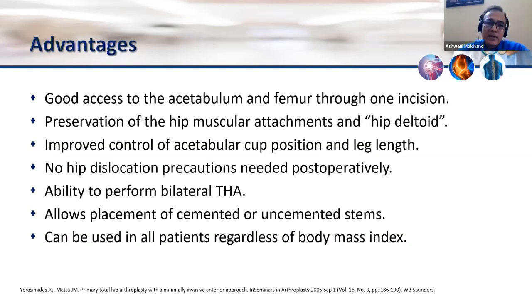The advantages, as we have already discussed: no muscle damage, and especially the hip abductor, that is gluteus medius, is preserved. We know most of us are using the posterior approach. We know that we put lots of stress and abrasions on the gluteus medius when we are doing the posterior approach. So that is a clear advantage.